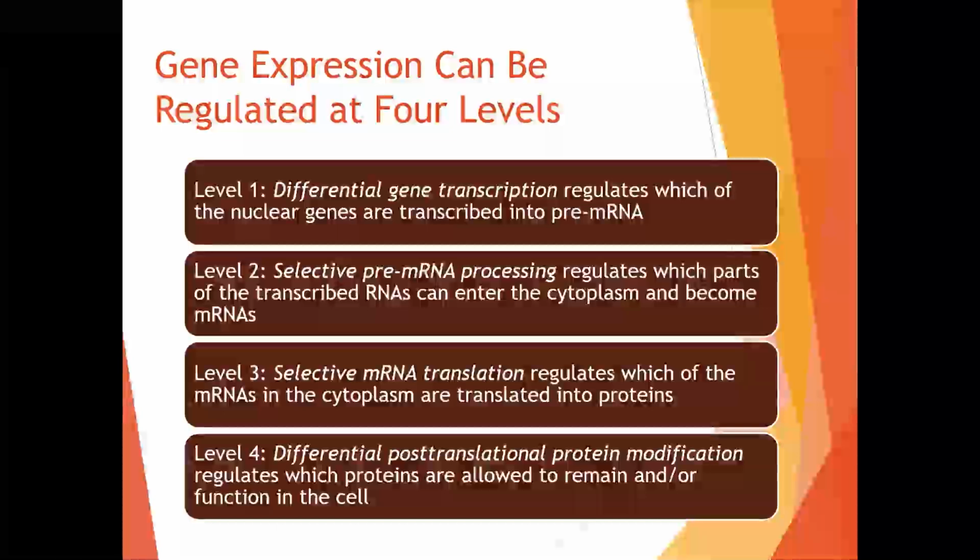Additionally, there's been some new papers coming out showing that ribosomes actually have preferences towards certain mRNAs. So while we don't fully understand that process, there is some choice effectively in which mRNAs will be translated and how often. And then the final level, level 4, differential post-translational protein modifications, regulates which proteins are allowed to remain and which ones will function in the cell.